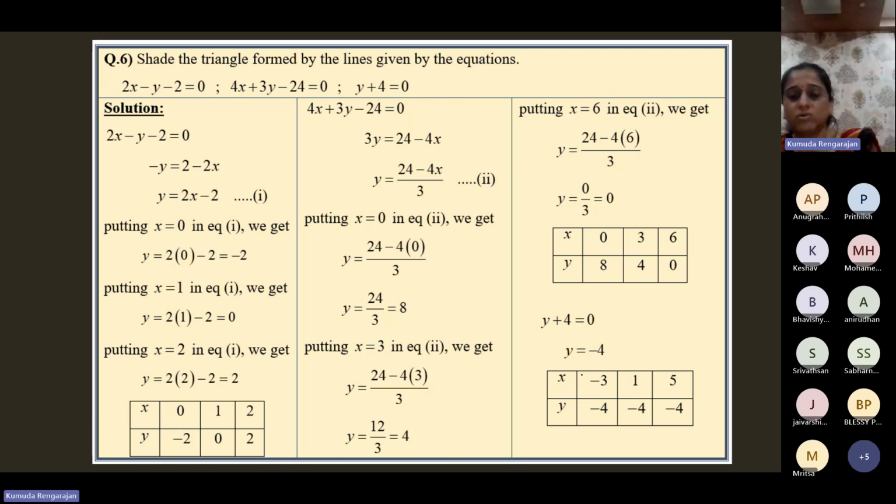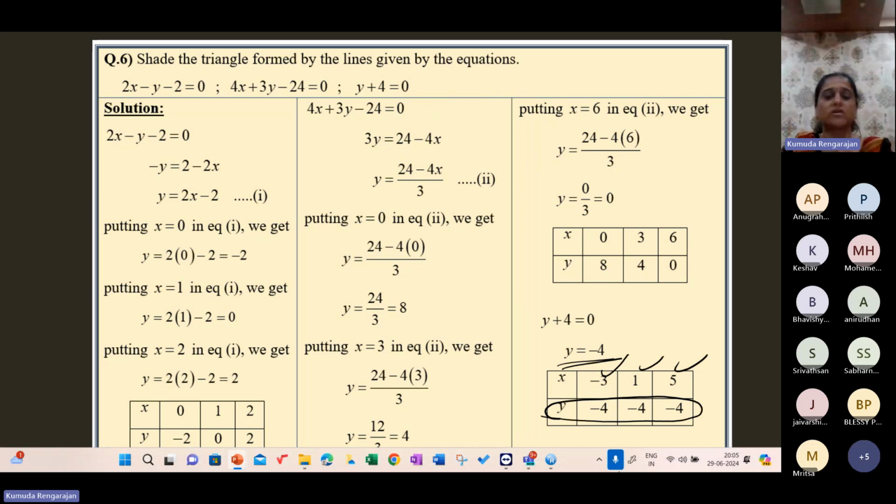So that's all I can tell you now. When you have this equation y is equal to -4, y is always -4 for any value of x. You can give any three values for x. Don't give the same values like -3, -3, -3. You should give different values for x. But you can give any value.